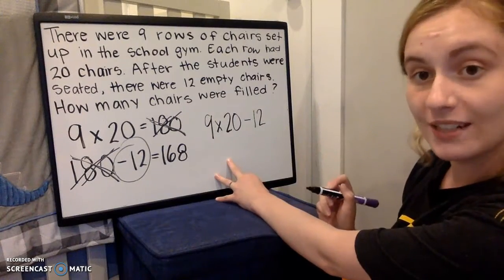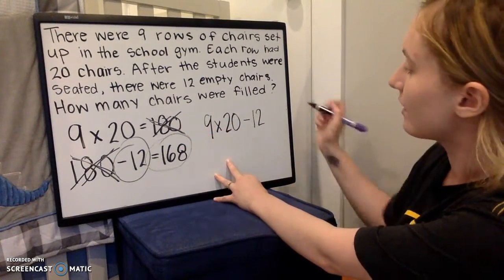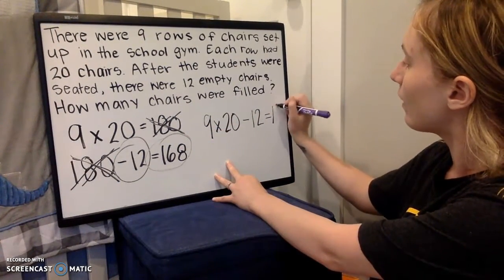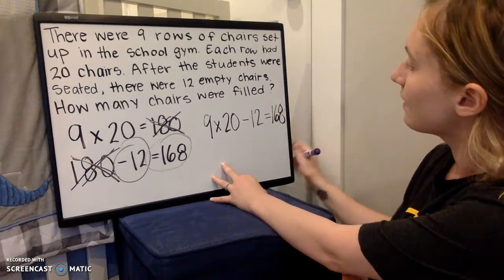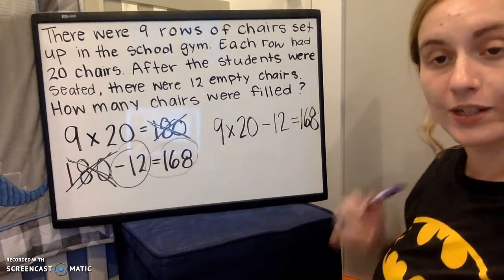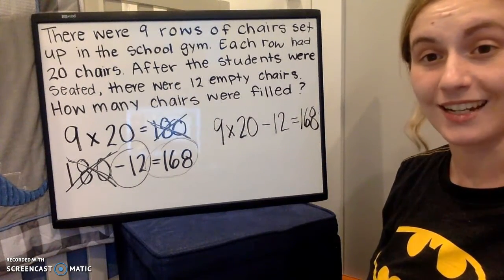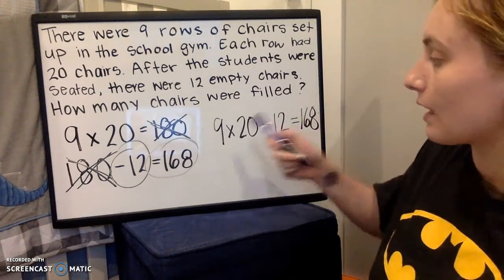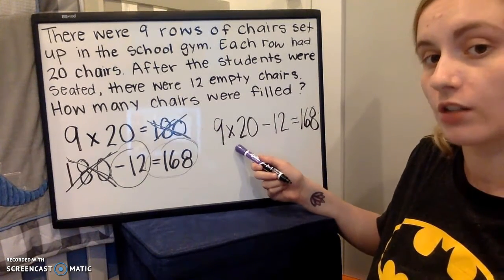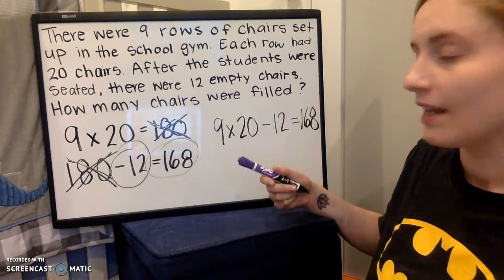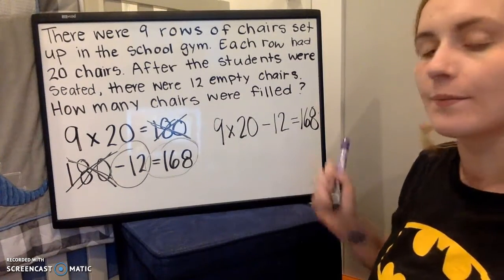And then the other thing we didn't cancel out is this equals 168. Now, because we know PEMDAS, we know that we actually don't need any parentheses because we want multiplication to start first, and it already will. And then we want to subtract the 12.